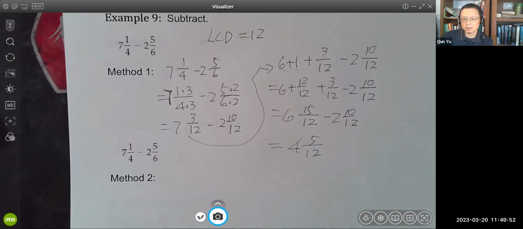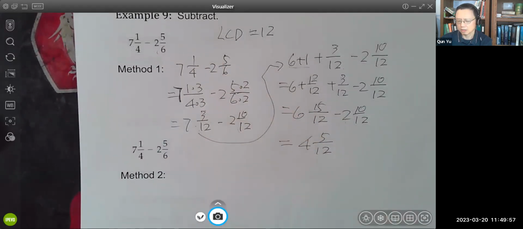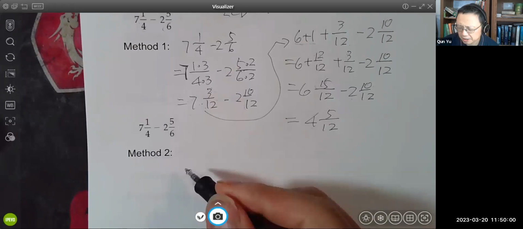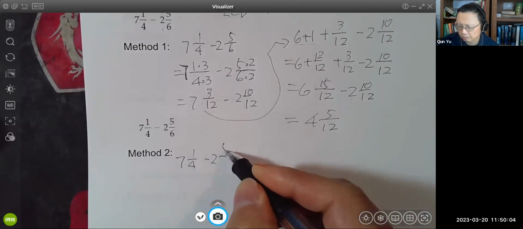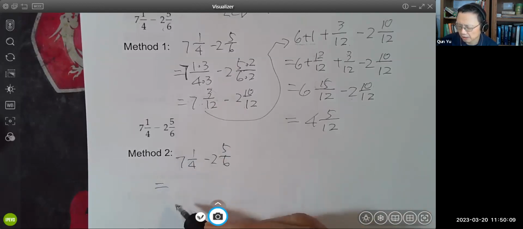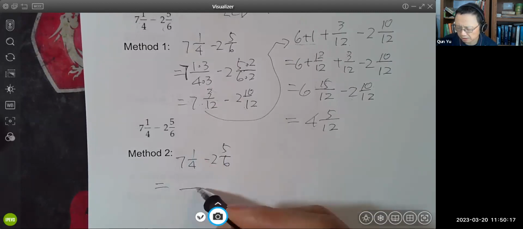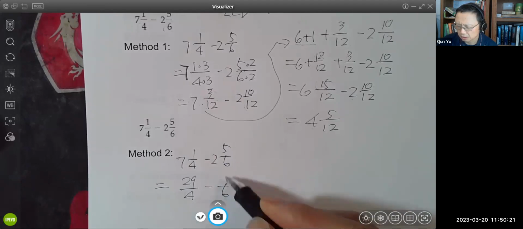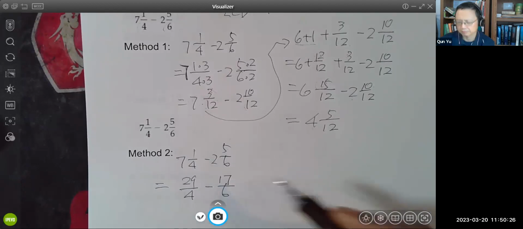Now let's do the second method. Notice that they are exactly the same. So I'm going to convert these to improper fractions first. 7 and 1/4 minus 2 and 5/6. So multiply, add. That's how. But eventually, we still need to have improper fractions. Okay, this is 29 over 4 minus, multiply and add, 12 plus 5, that's 17.